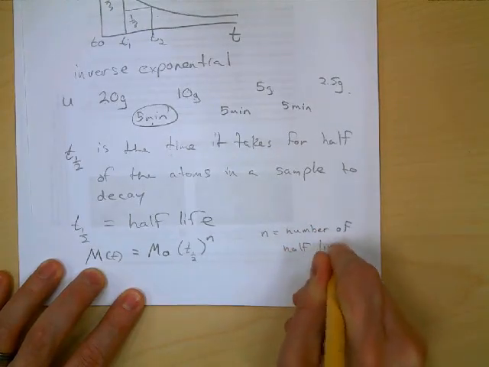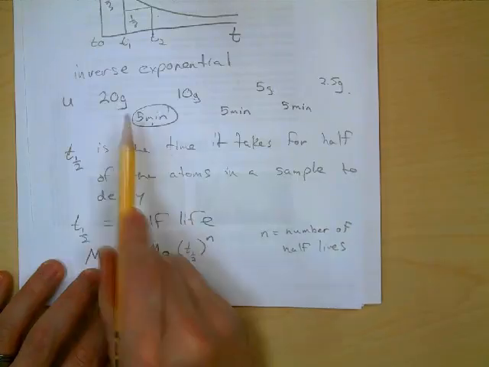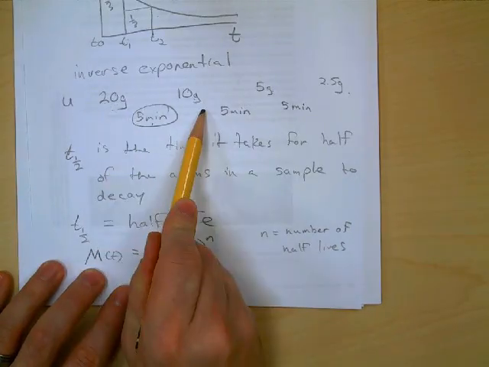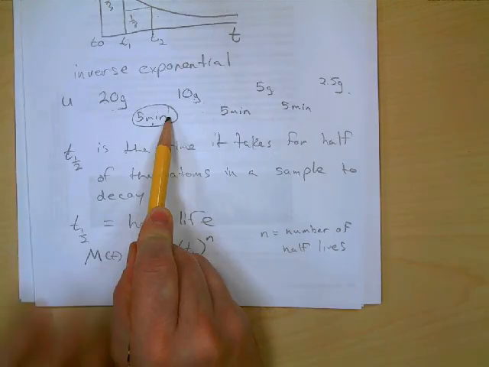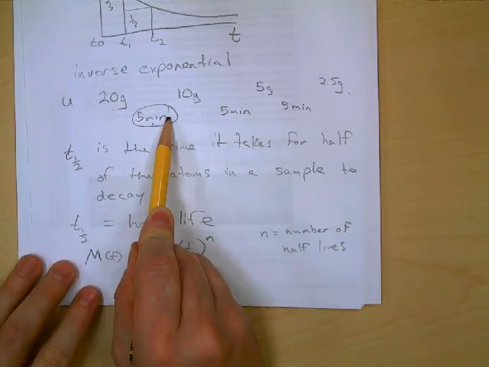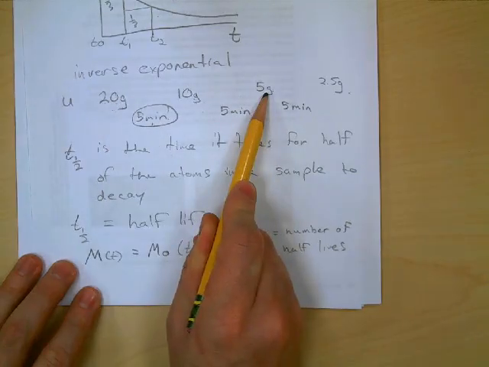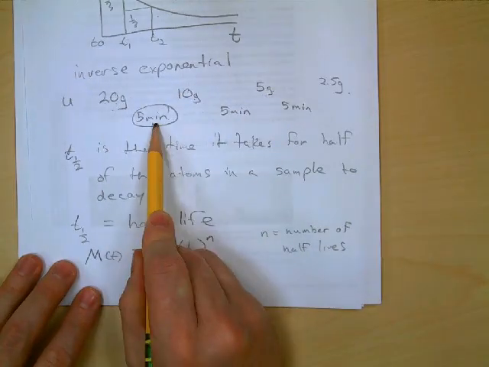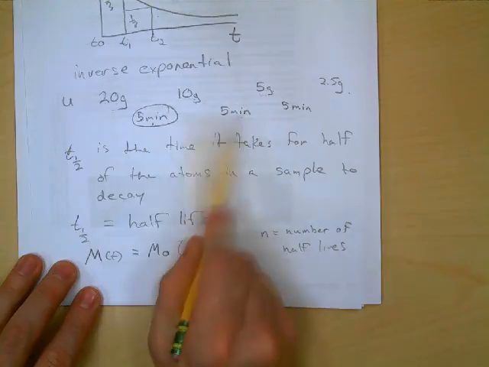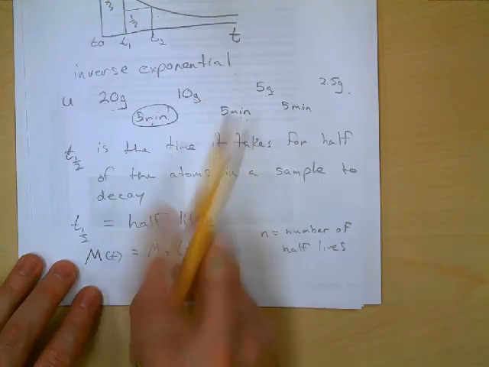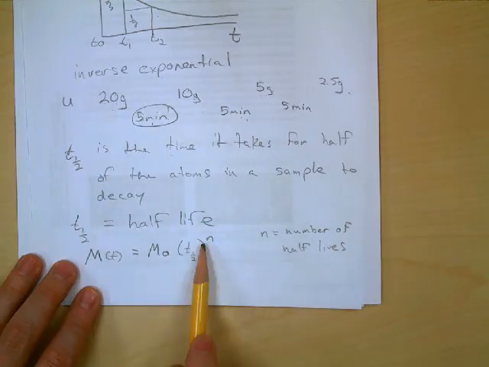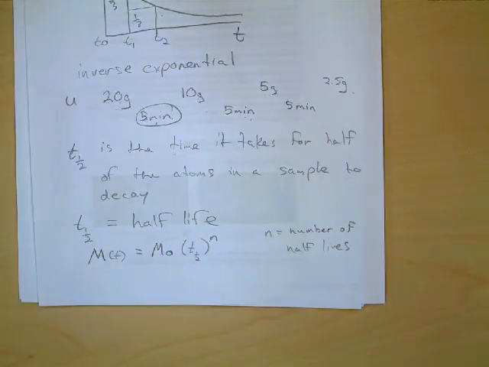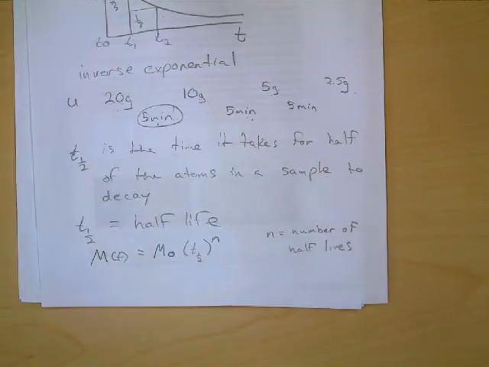half-lives. To give you an example, up here, when I went from 20 grams to 10 grams, I had a half-life of 5 minutes, okay? From 20 to 10 took 5 minutes, from 20 to 5 took 10 minutes. That's 2 half-lives. So if I was going to calculate how long after 2 half-lives, I would put n equals 2 for that equation. So how is this useful?